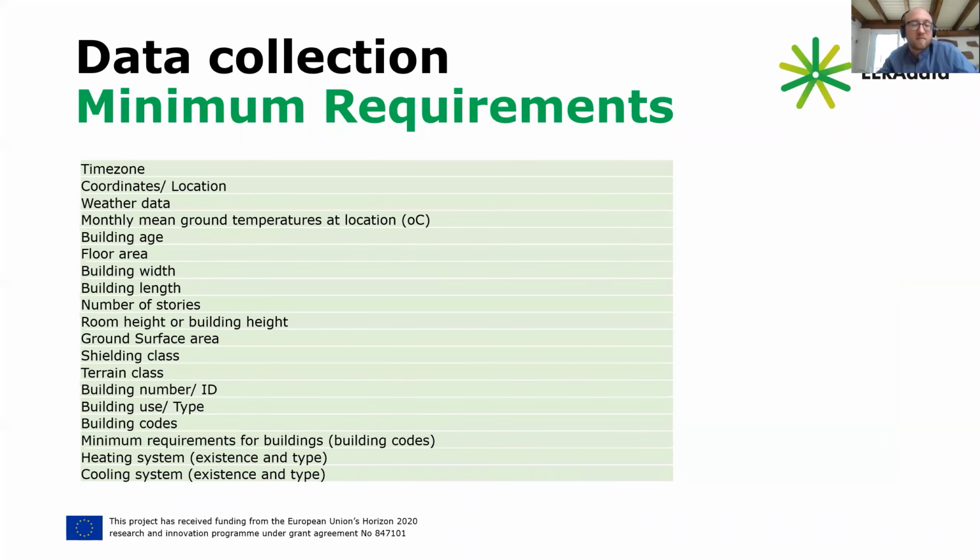Here, for example, we have minimum requirements like coordinates, weather data, floor area, a room height or building height, ground surface area. This is kind of the minimum basics that we need to get our tool running.